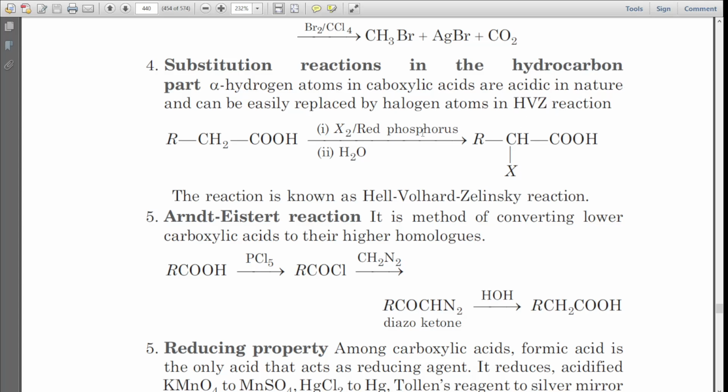Substitution reaction in the hydrocarbon part. This is your Hell-Volhard-Zelinsky reaction, also known as HVZ reaction. When carboxylic acids are treated with X2 in the presence of red phosphorus, X2 can be any halogen: F2, Cl2, I2, Br2. The halogen gets attached to the alpha hydrogen, on the carbon nearby the carboxylic acid group. In this case, this particular hydrogen is substituted by a halogen group. This is known as the Hell-Volhard-Zelinsky reaction.